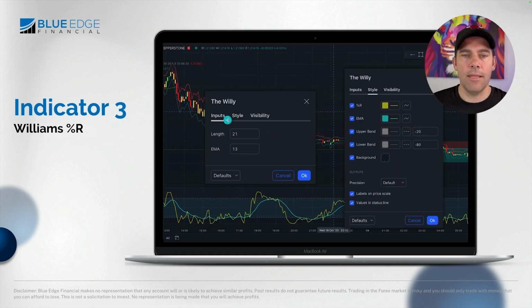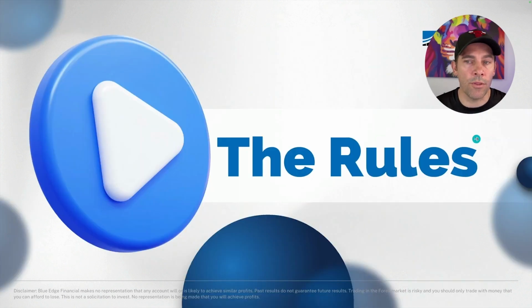Indicator 3, this we are not changing anything. I've just put those on. Inputs should be that, and your style, it doesn't matter, but I suggest keeping the yellow and blue as default, because then it'll be easier to follow. Okay, so with that done, guys, let's quickly go over to the rules.